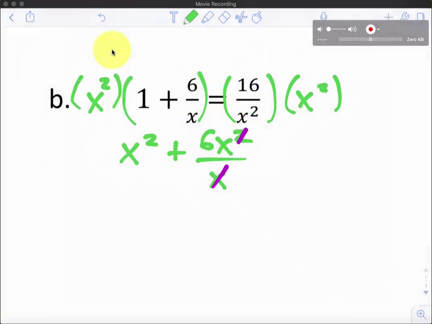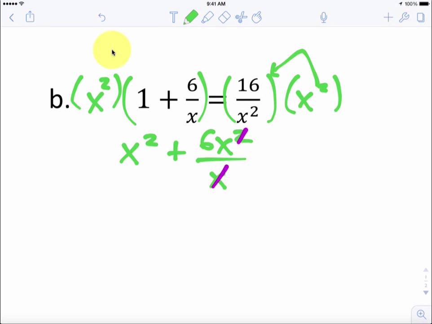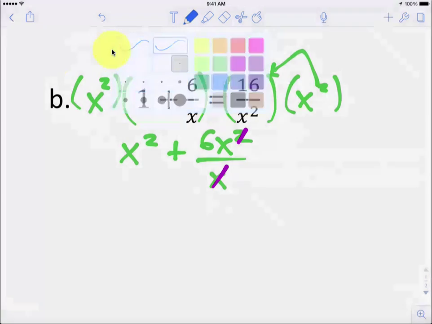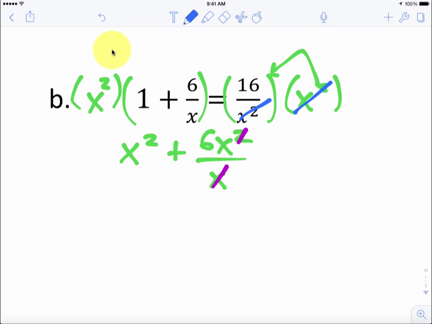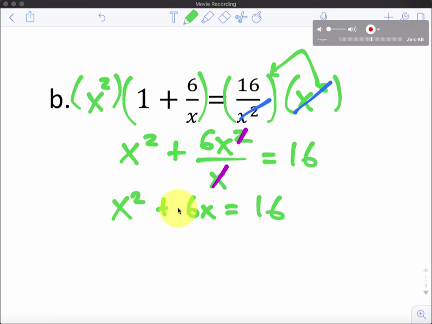And then last but not least, x squared times 16 over x squared. We're going to have some simplifying right here. x squared divided by x squared is just 1. So we end up with 16. So ultimately, our equation has transformed into this nice, very clean polynomial equation with all integer coefficients. And I hope you remember how to solve this.